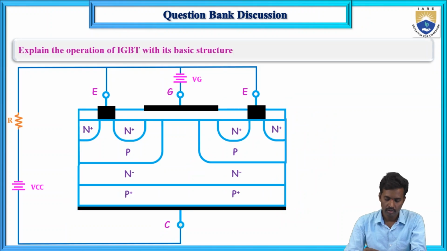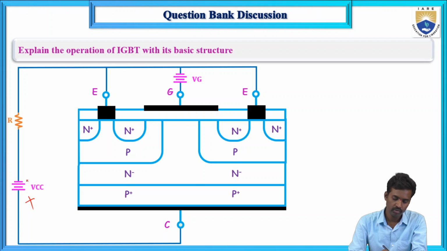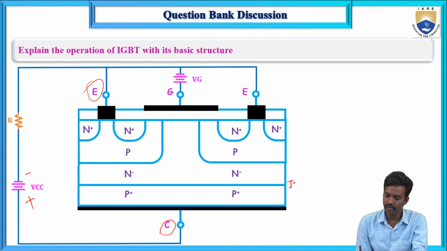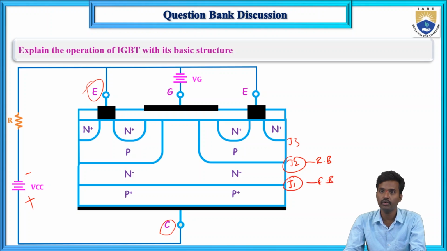Now here, this is the positive, this is the negative. So the collector is more positive with respect to the emitter. What will happen? Here there are J1, J2 and J3. J2 is in reverse bias and J1 is in forward bias. So there is no current flowing from collector to emitter.